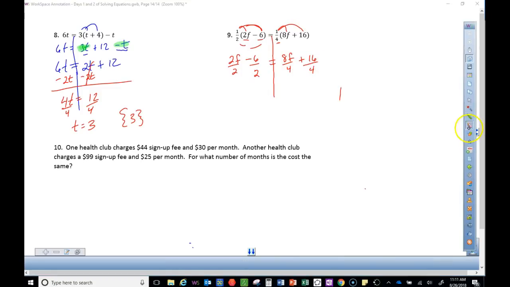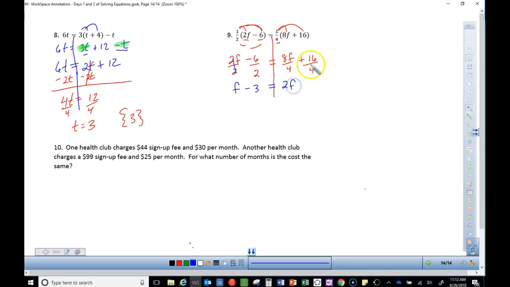Okay, so what we'll do before we look at like terms or anything is see if we can clear out our fractions. So we're lucky on this one, they actually divide. 2 divided by 2 is just 1. So we have f. Negative 6 divided by 2 is negative 3, and then 8 divided by 4 is 2f, and 16 divided by 4 is positive 4. All right, now we're ready to look for like terms. Don't see any on the left, don't see any on the right.